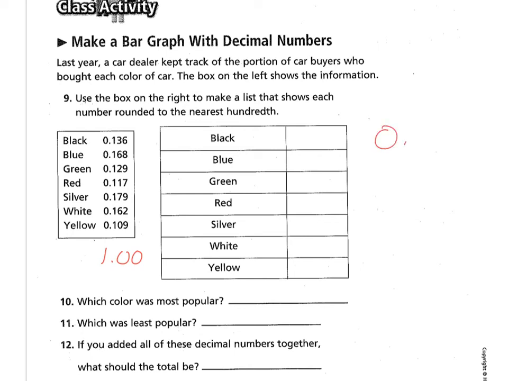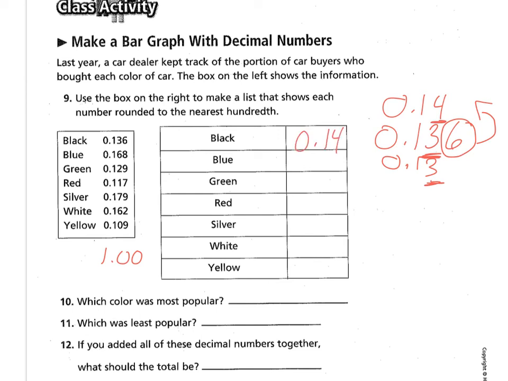If I were to do this, I would write the number out for black, the portion of people who bought black cars. I would underline the hundredths place, and the thousandth place would tell me to round up or down. In this case, the thousandth place is going to tell me that I'm closer to rounding this up. So instead of 0 and 13 hundredths, we're going to 0 and 14 hundredths. So the hundredths place went up by 1. So that would be 0 and 14 hundredths.